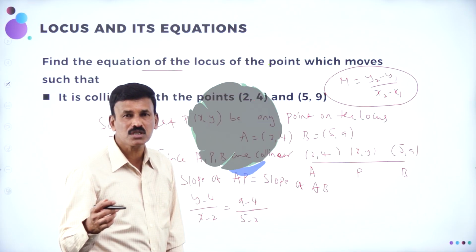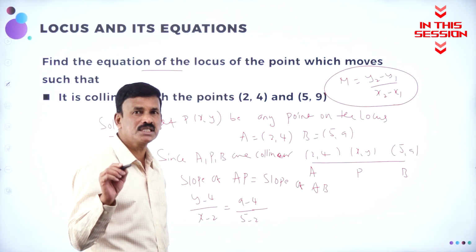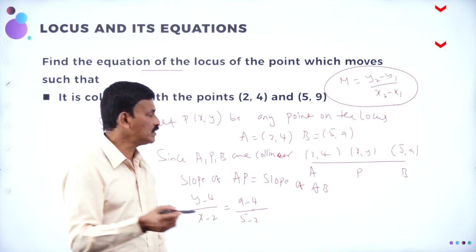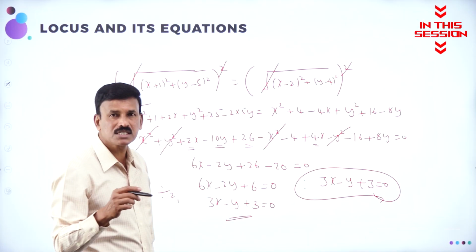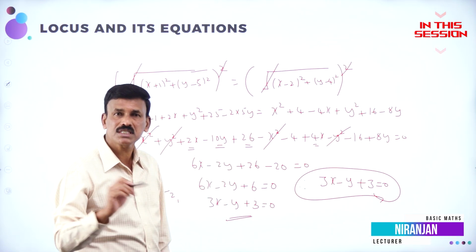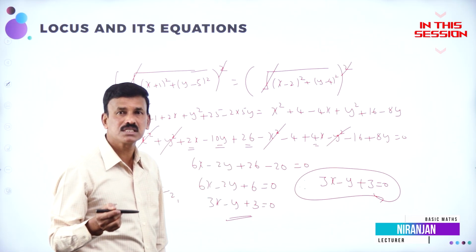What is the formula for slope? Slope of the line joining the 2 points x1, y1 and x2, y2 is m is equal to y2 minus y1 divided by x2 minus x1. PA is equal to PB, squaring on both sides will get the equation of a straight line. Ax plus by plus c is equal to 0.